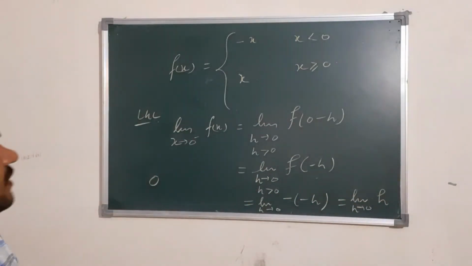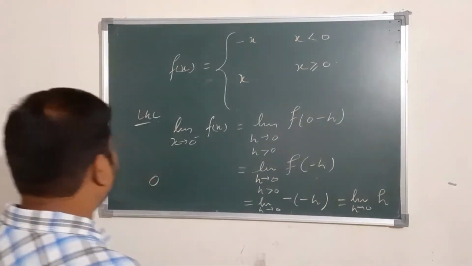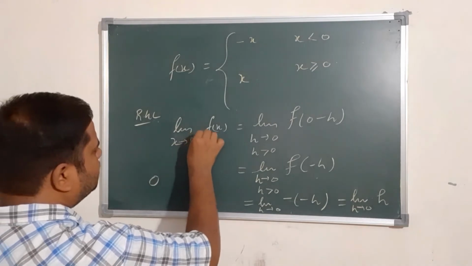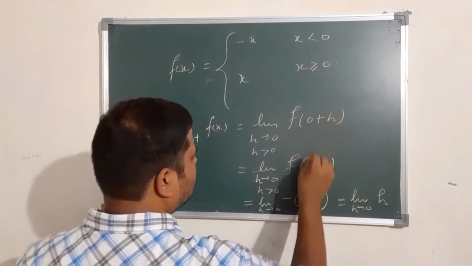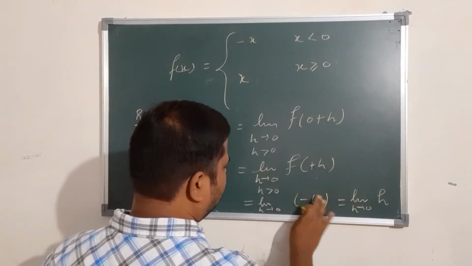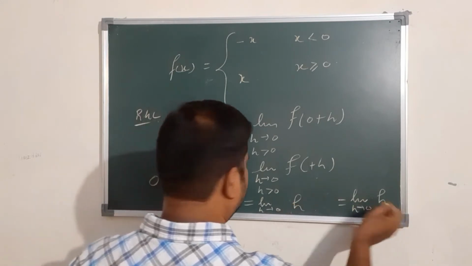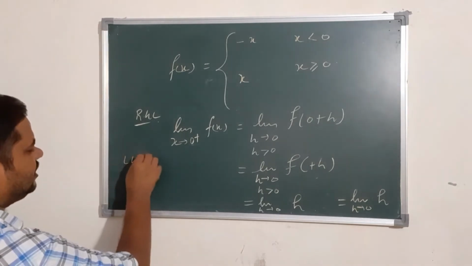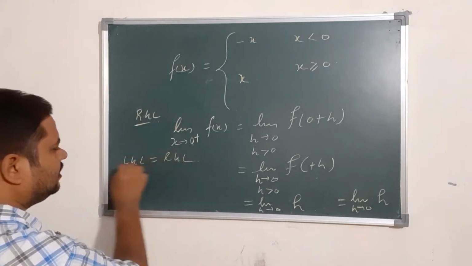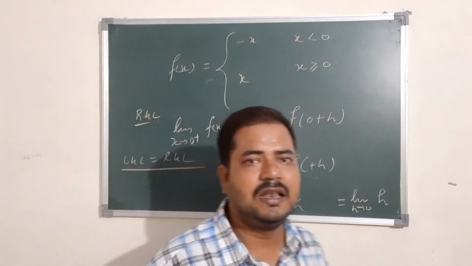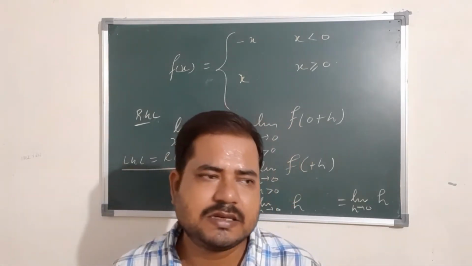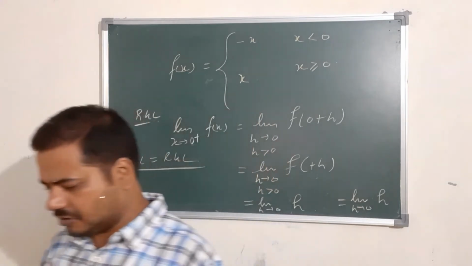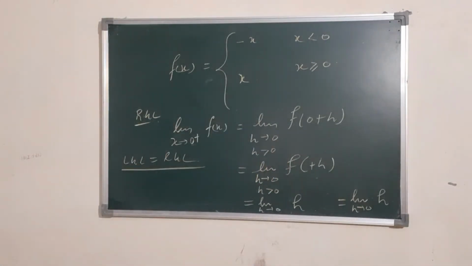Now RHL. Similarly, if we find the RHL at 0 plus, it is simply h, and again the limit is 0. Then you see here LHL is equal to RHL, and only then can we say the limit of the function exists, otherwise it does not exist. Now we are going to see continuity. What is the continuity of the function?